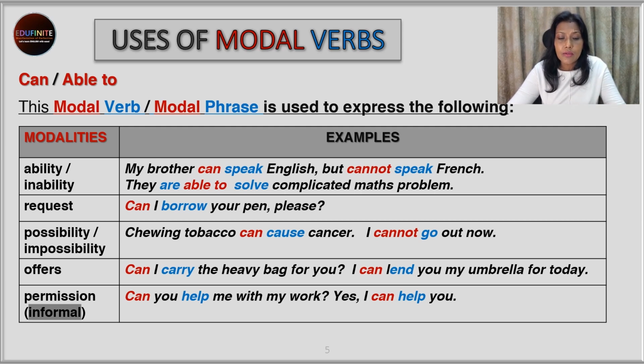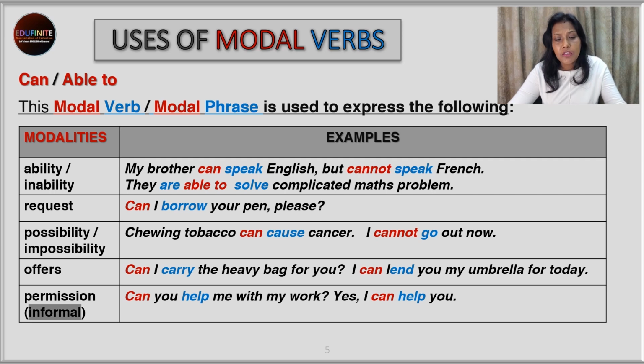We can also say they are able to solve the complicated maths problem, or they can solve the complicated maths problem. Next, if we want to request, "can I borrow your pen please?" Suppose I don't have a pen and I have to write something and I see someone has a pen in his pocket or in her hand. So just a simple request, can I borrow your pen please?